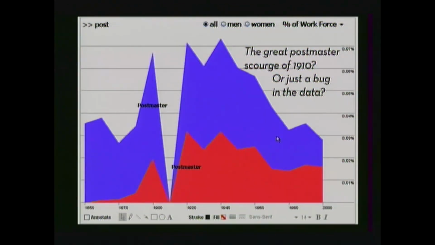Other things, the great postmaster scourge of 1910, or just a bug in the data. So opening up the data to public scrutiny in an accessible way, as you might imagine, revealed lots and lots of potential data cleaning errors or bugs in the data. And again, finding these quality issues was something that this sort of crowdsourced exploratory analysis was quite good for.